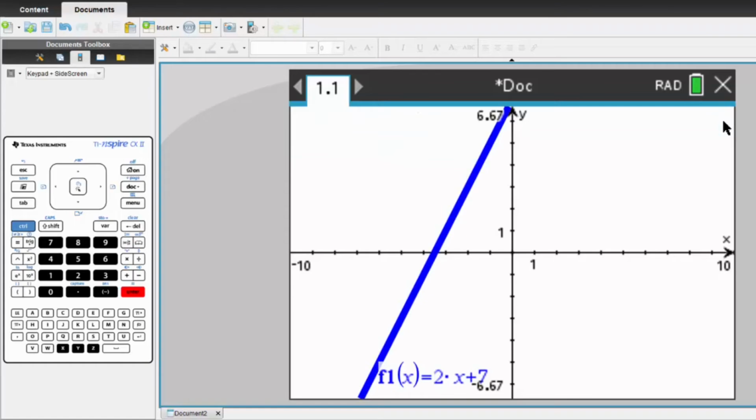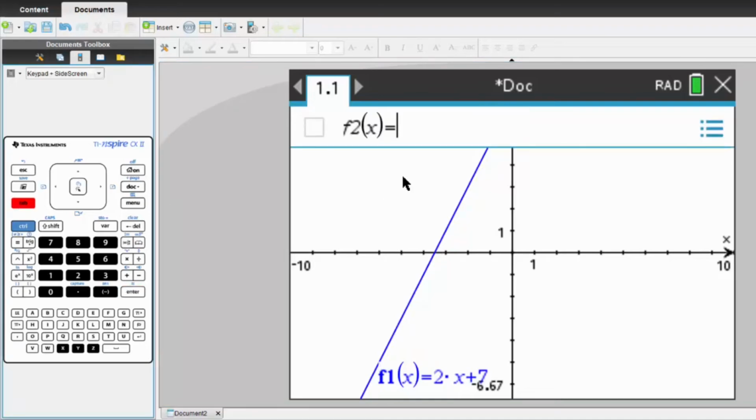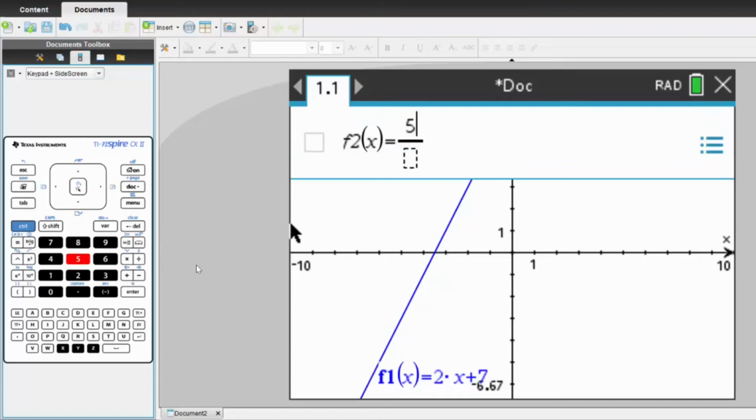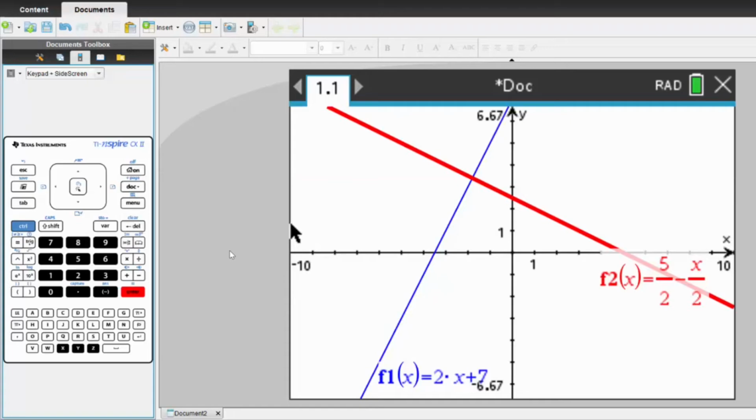Now if you press the tab button on your calculator, which is above the control button, it will then bring up a new equation editor at the top. And we want to put in our second equation, which is 5 on 2 minus x on 2. Now you can write minus a half x, or you can write minus x on 2, your choice, they are the same thing, and press enter, and it graphs that one.